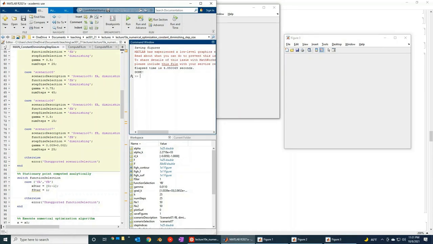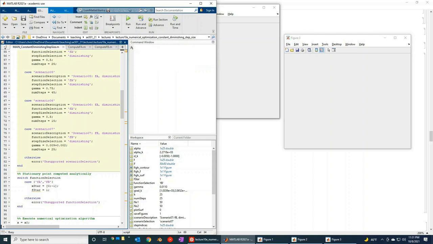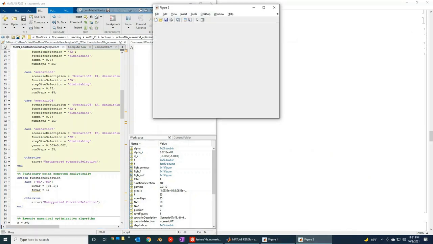Whoops, I got a graphics error, actually. That's pretty funny. Let me run this again, see if it's going to... Nope, MATLAB may have just crashed on me.